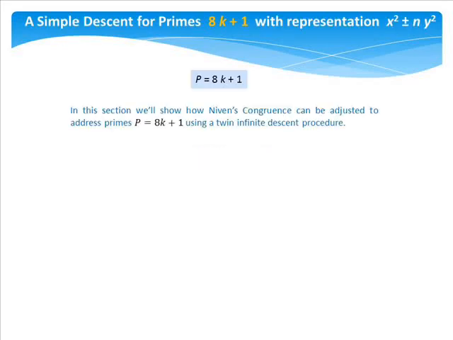In this section, we will demonstrate how Neven's congruence can be adapted to address primes of the form 8k plus 1 through a twin infinite descent procedure.